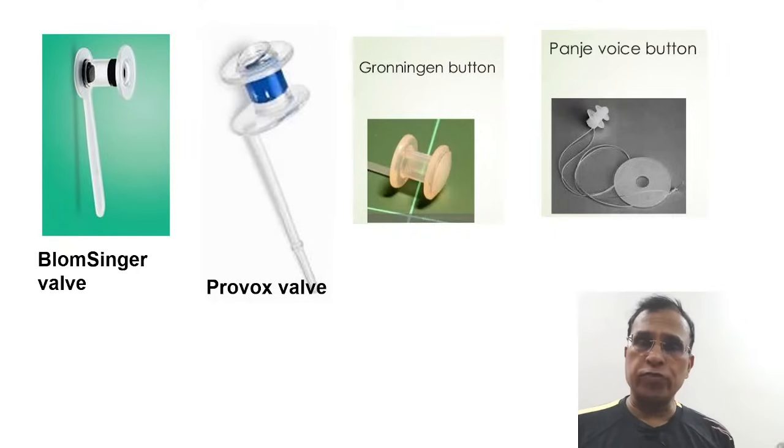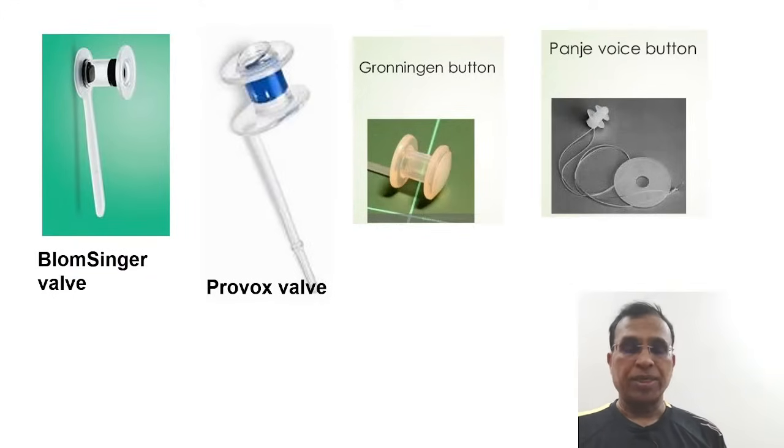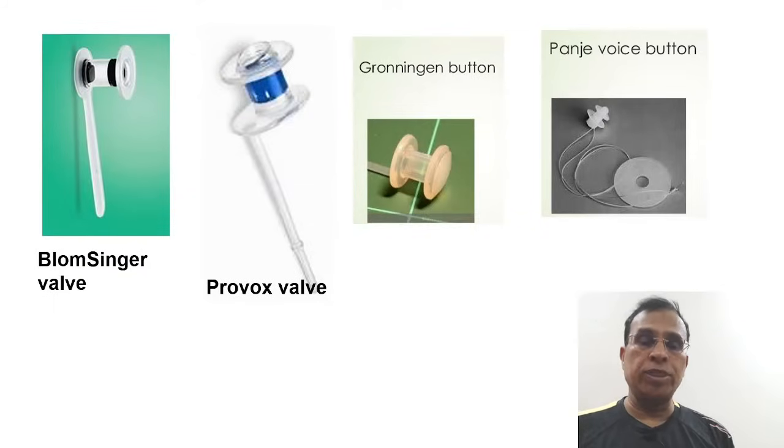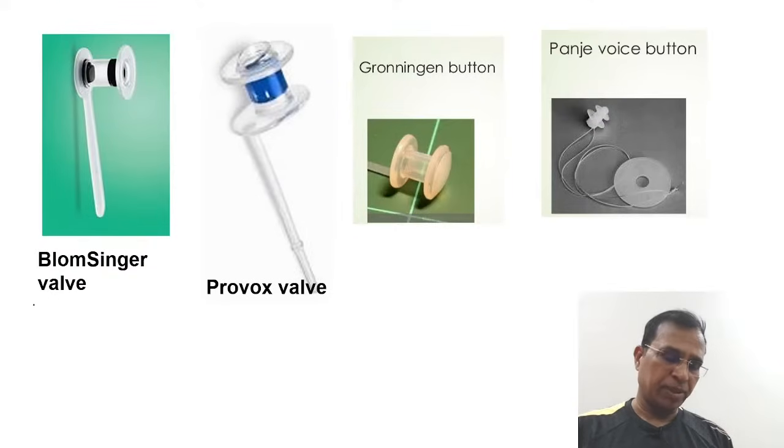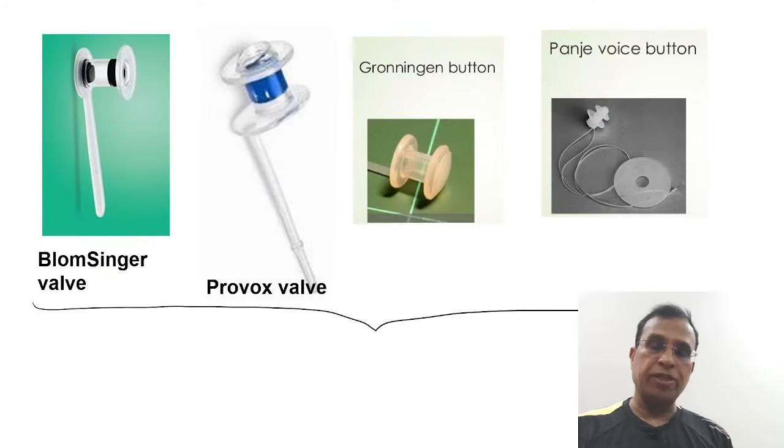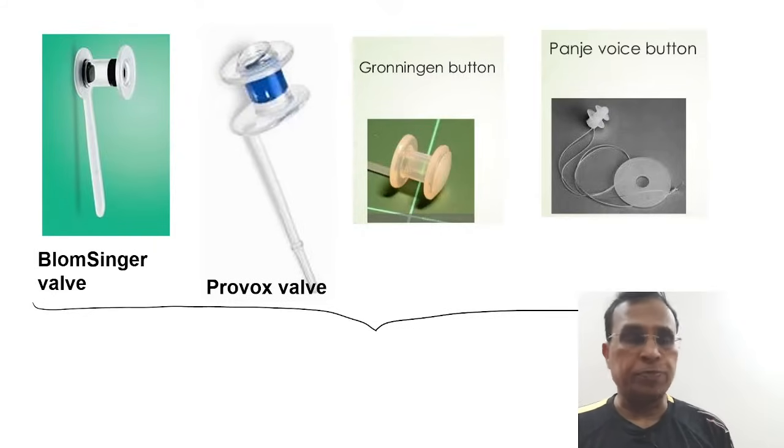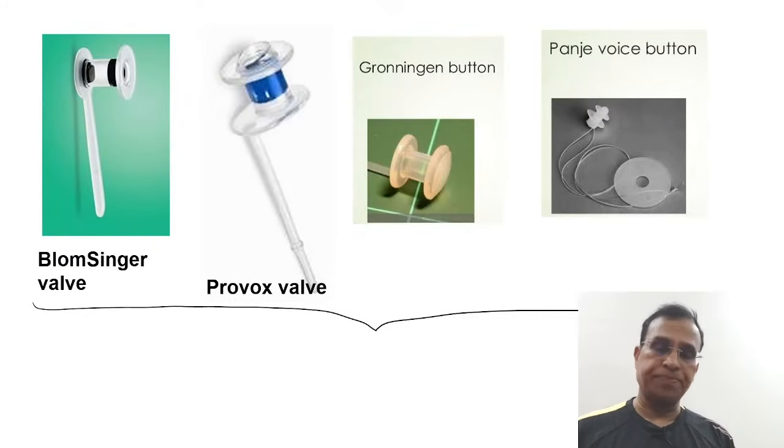So when you do a tracheoesophageal fistula and put a valve inside, these are the 4 different valves that can be put inside. One is the Blom-Singer valve, the first one, which is the most popular valve that we use in these patients. The second valve that you see is a Provox valve. The third one is the Groningen valve button, and the fourth one is a Panje voice button. So these are the 4 valves that can be used in a patient with tracheoesophageal fistula and tracheoesophageal speech. So the question was about this.